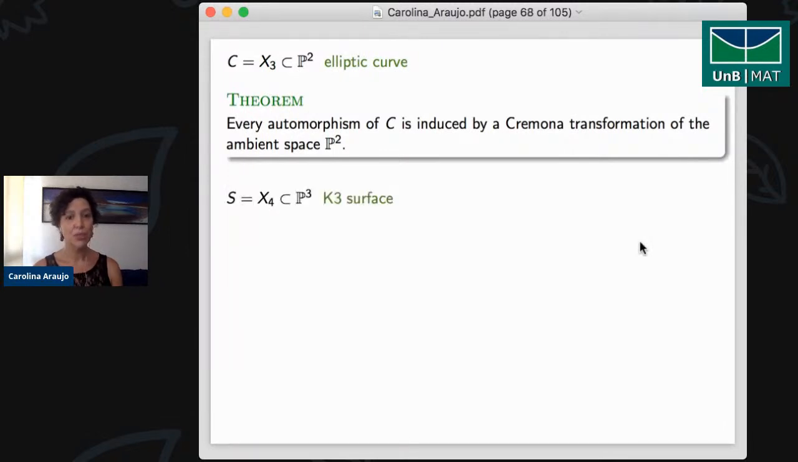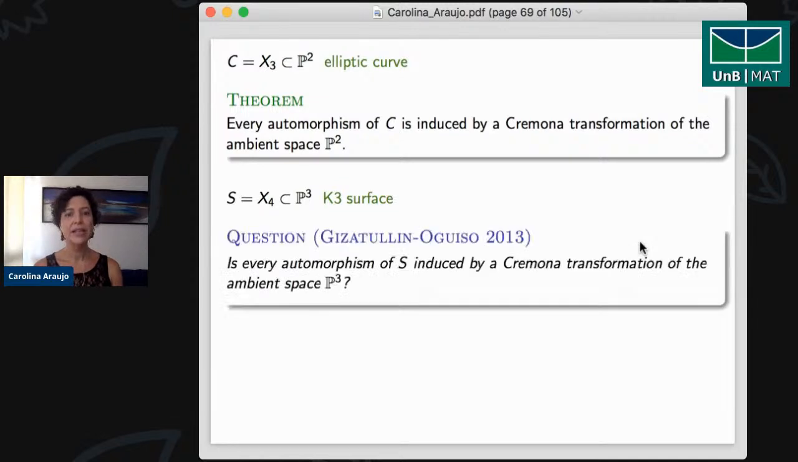And now what is much more complicated is the case of K3 surfaces. So in this case, there is this question attributed to Gizatullin. I learned of it in a paper of Oguiso. So the question is: is every automorphism of a quartic K3 surface induced by a Cremona transformation of the ambient space? Actually, Oguiso, when he addressed this question, showed that the answer was no.